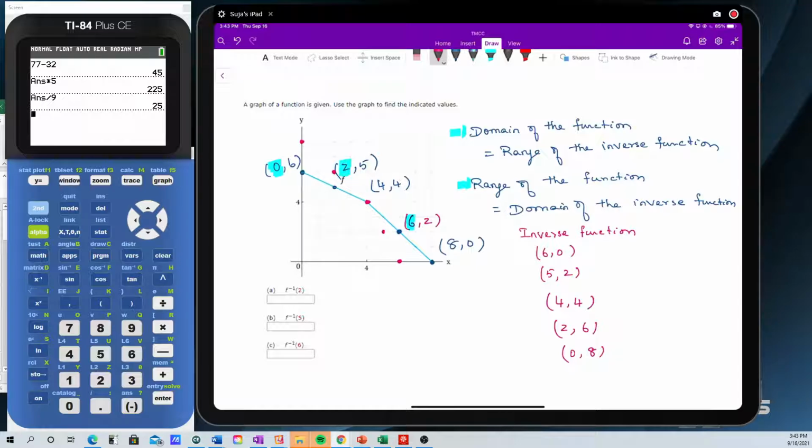Okay. So if I graph these points, this will be symmetrical with respect to the identity line. So this is the inverse function, and with the help of that, now I can say when x is 2, the answer is 6. So this is my point that goes in here. When x is 5, it's 2. So that's the point, right? And the last one, when x is 6, y is 0. So that will be my last answer.